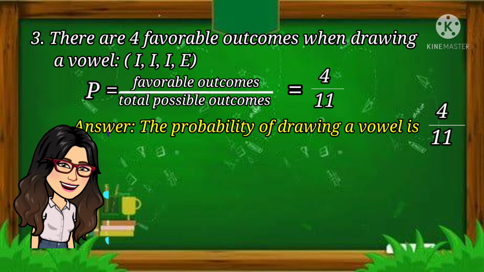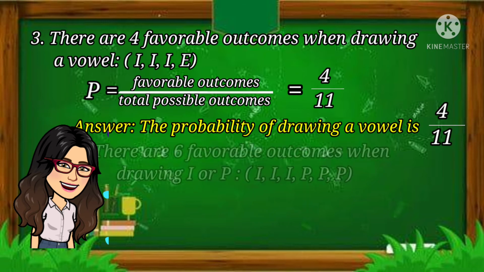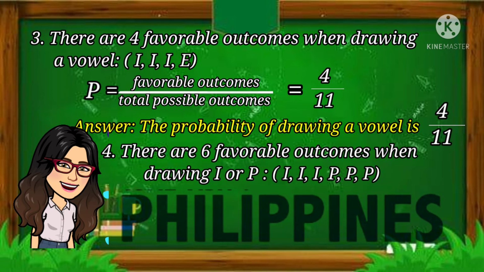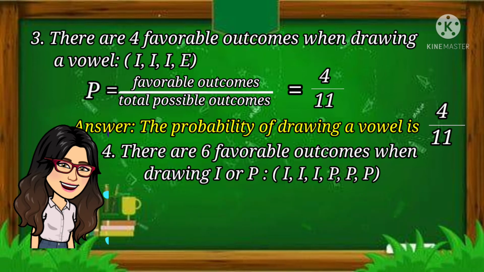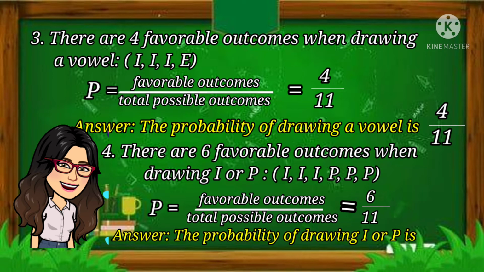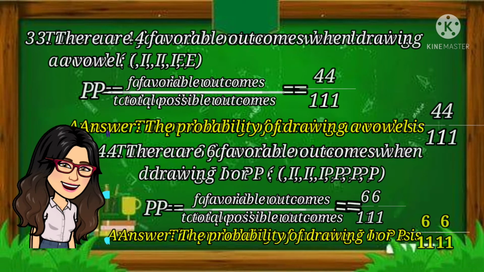And for our last question, this is our answer. There are 6 favorable outcomes when drawing I or P. In the word Philippines, we have 3 I's and 3 P's. Then we are going to use this formula. P is equal to favorable outcomes over total possible outcomes. The favorable outcomes is 6 and the total possible outcome is 11. Therefore, the probability of drawing I or P is 6 over 11.